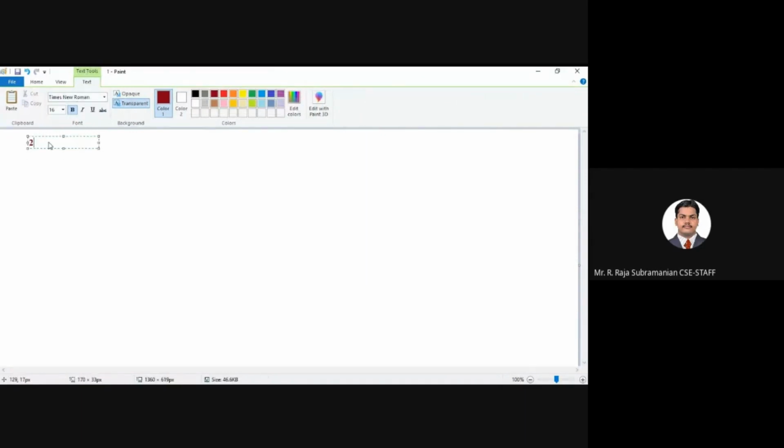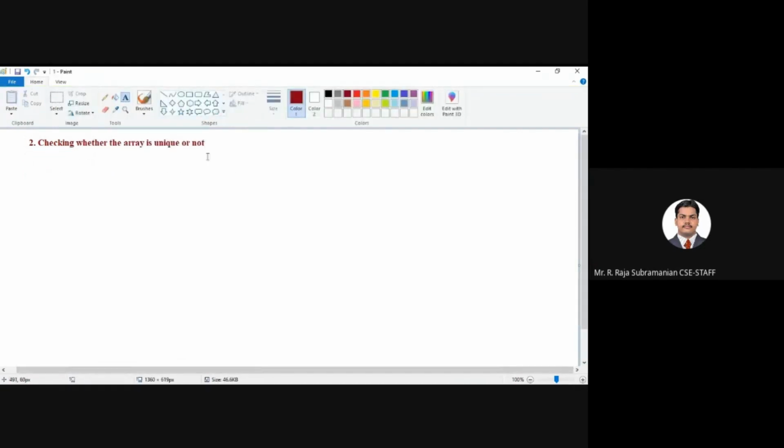Next one is checking whether the array is unique or not unique. That's what we are going to check. Let me write an array like this: 1, 2, 3, 3, 5.